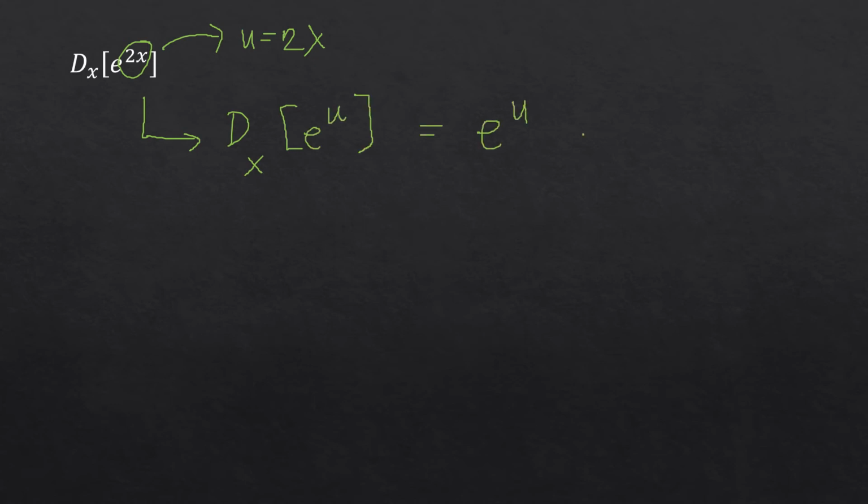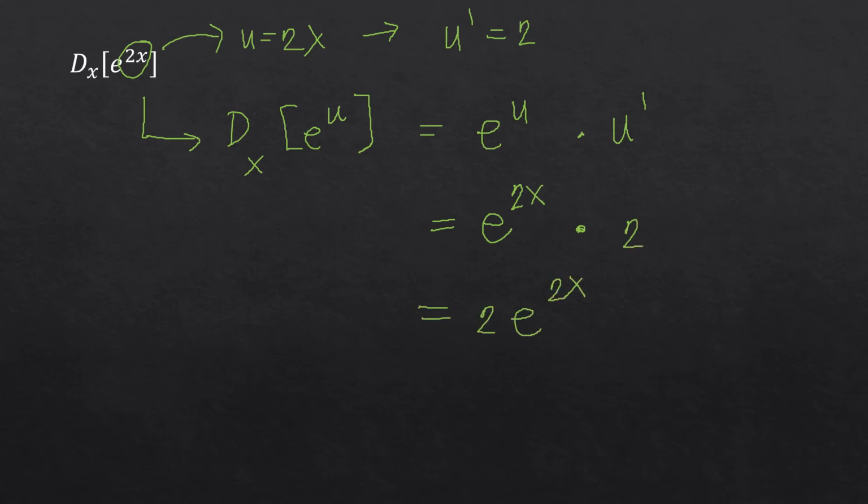So in this case, we let u be equal to 2x, so that we will now have the derivative of e raised to u, and that will now be e raised to u times u prime. The derivative of u is simply 2, and the derivative of e raised to u, change u into its equivalent, which is 2x, and multiply that to the derivative of u, which is 2. So our answer is 2e raised to 2x.